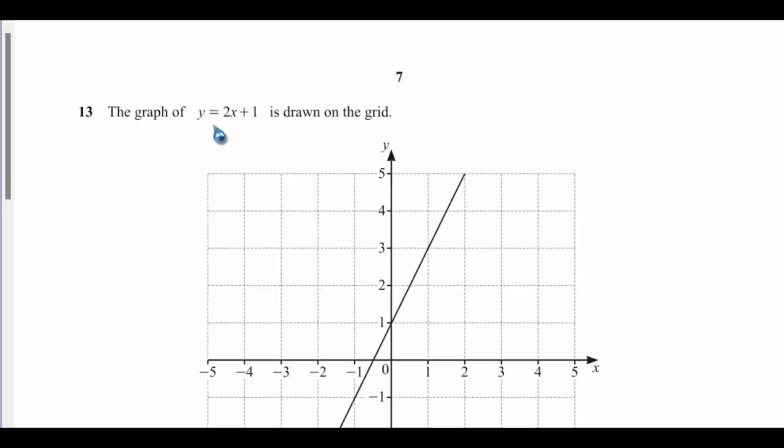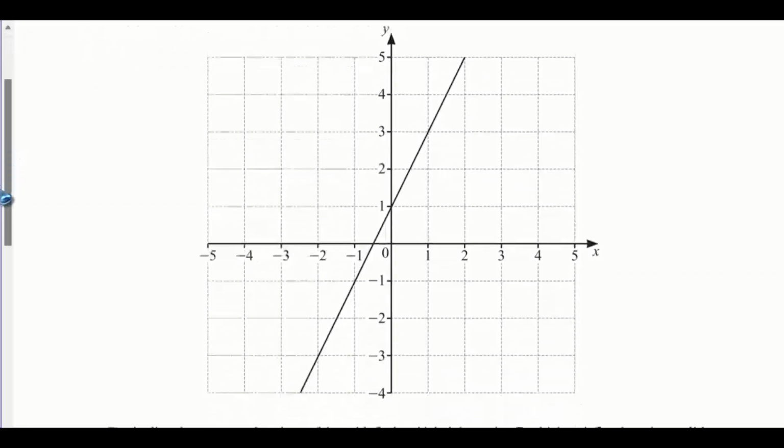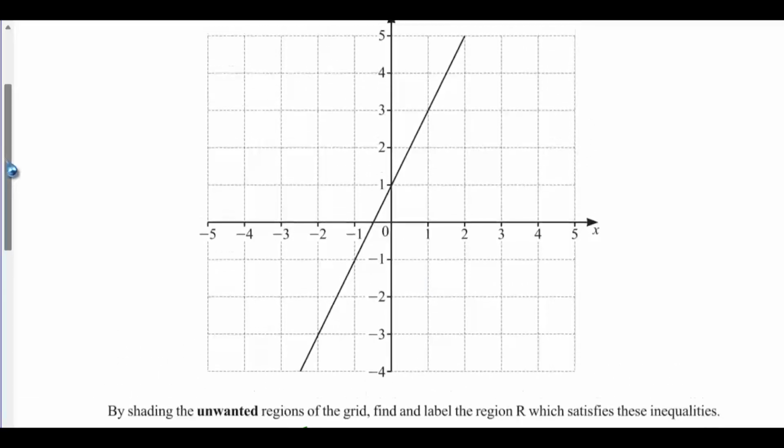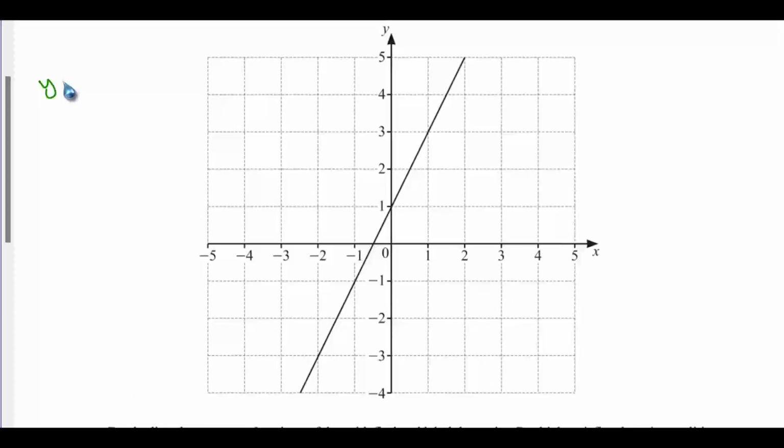The graph of y equals 2x plus 1 is drawn on the grid. Then by shading the unwanted regions of the grid, find and label the region R which satisfies these inequalities. So we have 3 inequalities. Let's start with this. So we can do y equals 2x plus 1.